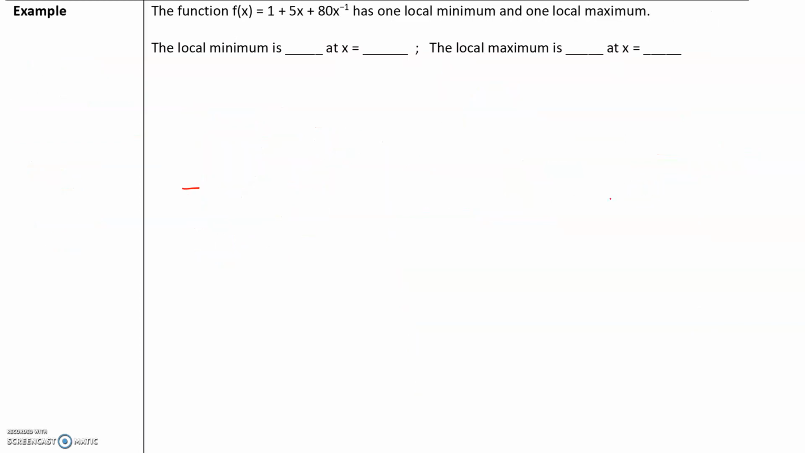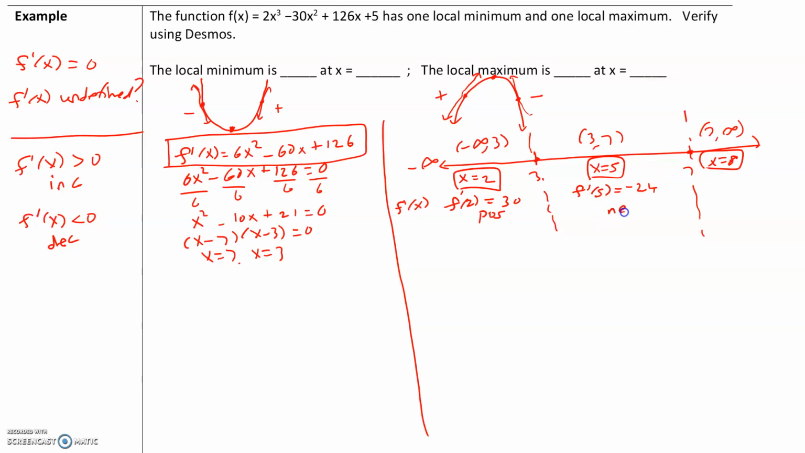Okay, so here the first derivative is negative. When x equals 8, f prime of 8 is equal to 30, which means the first derivative is positive. Now we're going to look at the behavior of f of x. If the first derivative is positive, that means this function is increasing. Negative, the function is decreasing. Positive, the function is increasing.